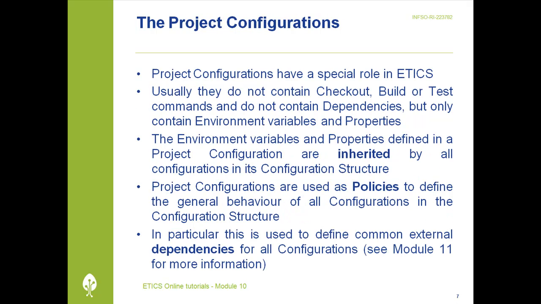Project configurations have a special role in ETICS. Usually, they do not contain checkout, build or test commands and do not contain dependencies. They only contain environment variables and properties. The environment variables and properties defined in a project configuration are inherited by all configurations in its configuration structure. Project configurations are used as policy to define the general behavior of all configurations in the configuration structure. In particular, this mechanism is used to define common external dependencies for all configurations in a project configuration structure. For more information, watch Module 11 about managing dependencies.